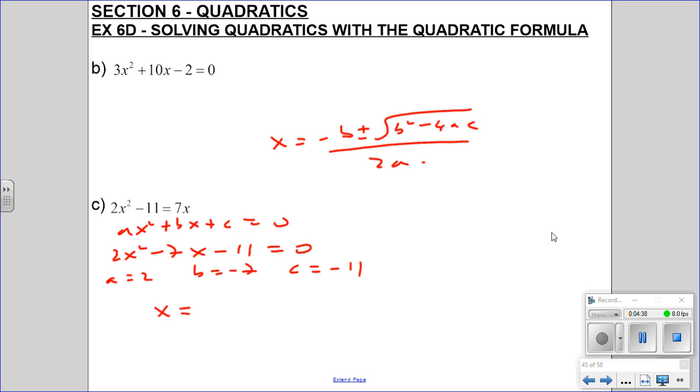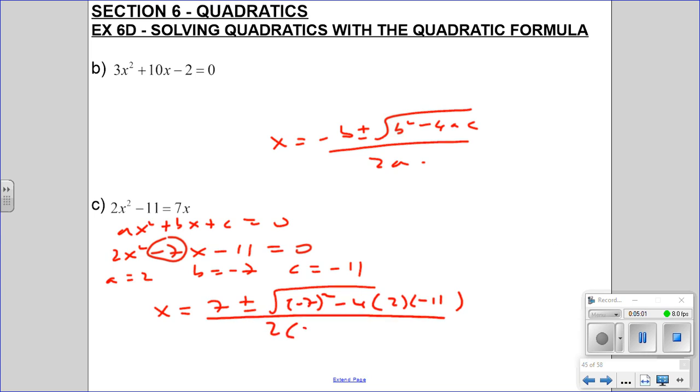So then you've got minus 7 times minus 1. So that's 7. Remember, it's minus b, okay? Because this number in front of x, your whole number, is minus 7. So minus 7 is plus 7, b squared, so minus 7 in brackets squared, minus 4 lots of 2 and minus 11, all over two lots of 2.